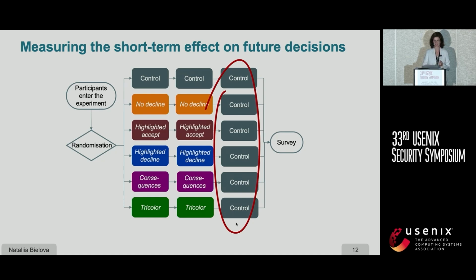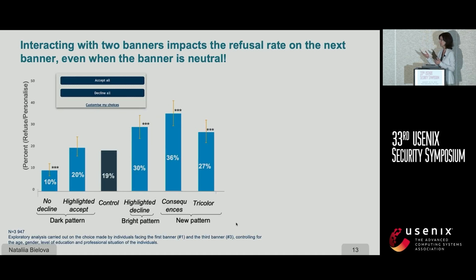Well, as you can guess, that's not the case. What we are seeing is that when users are interacting with the control banner, with equal accept and decline, and they have seen only 2 times either a dark, bright, or new pattern in the past, that already changes their decision making. For example, the no decline, the very first bar you see, shows that 10% of people refuse with respect to 19% in the control group, which means that if we hide the decline option and show this banner 2 times to the participants, they already changed their way of reasoning and their decision making.